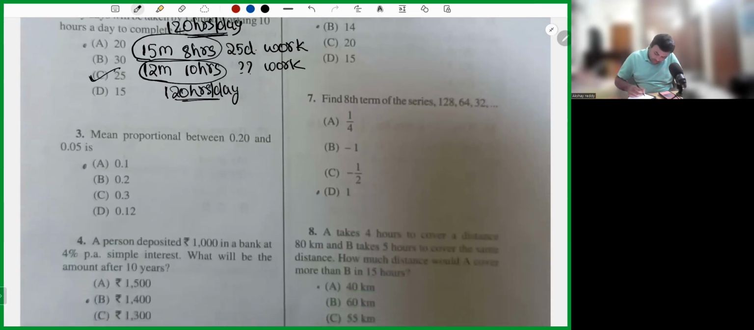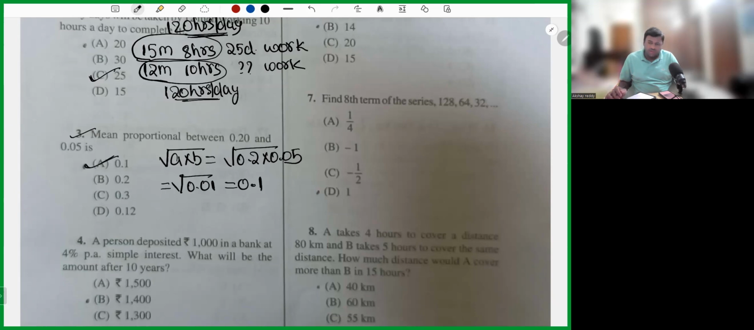Next, mean proportional. What is the formula for mean proportional? Root of A into B. So root of 0.2 into 0.05. Let us do it. 0.2 into 0.05 is root of 0.01. The resultant is 0.1.